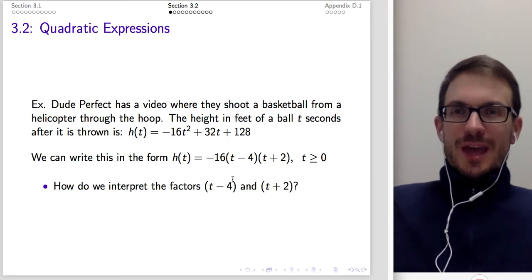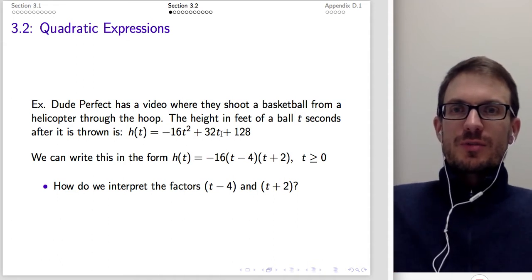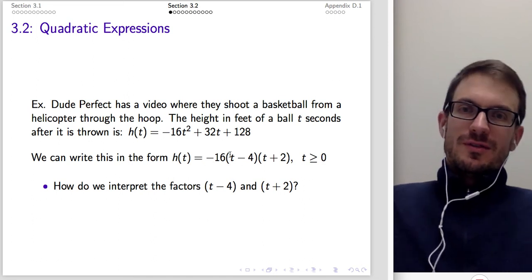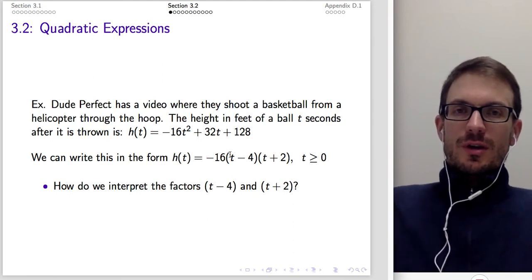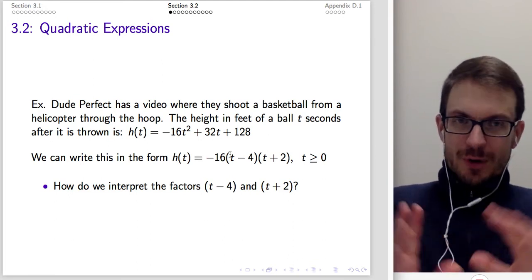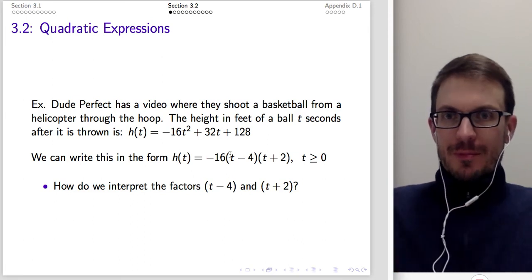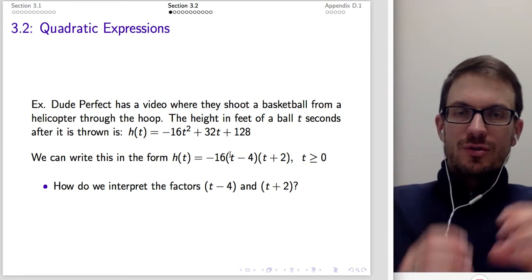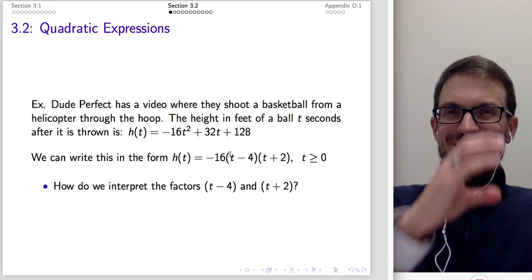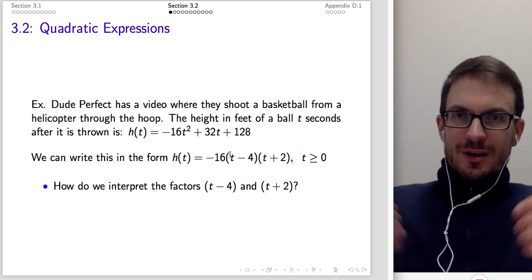So we can actually write this expression, h of t equals minus 16t squared plus 32t plus 128, as minus 16t times the quantity t minus 4 times the quantity t plus 2. Or if you pause the video, distribute. You can either distribute using the distributive property, so distribute the quantity t minus 4 to t, and then t minus 4 to 2, or distribute the quantity t plus 2 to t, and t plus 2 to minus 4, and then expand.